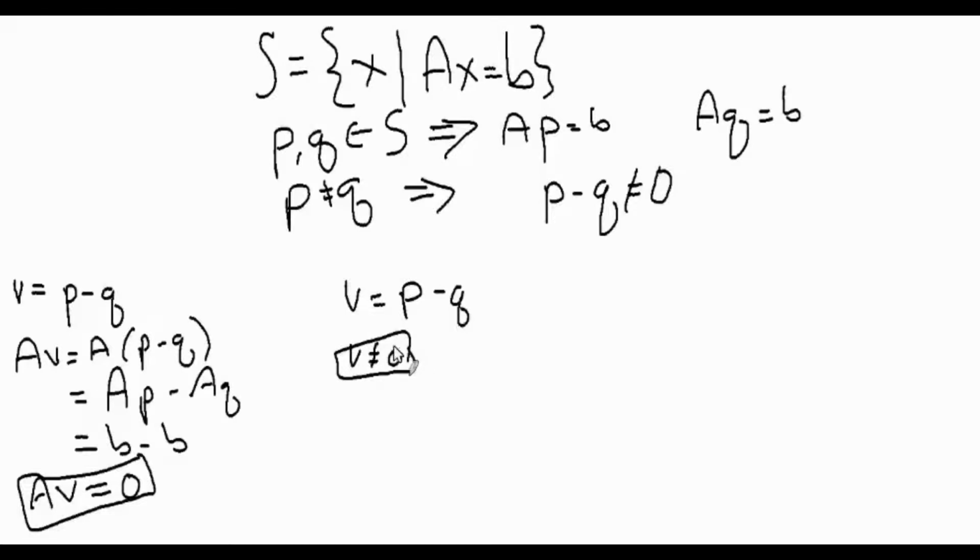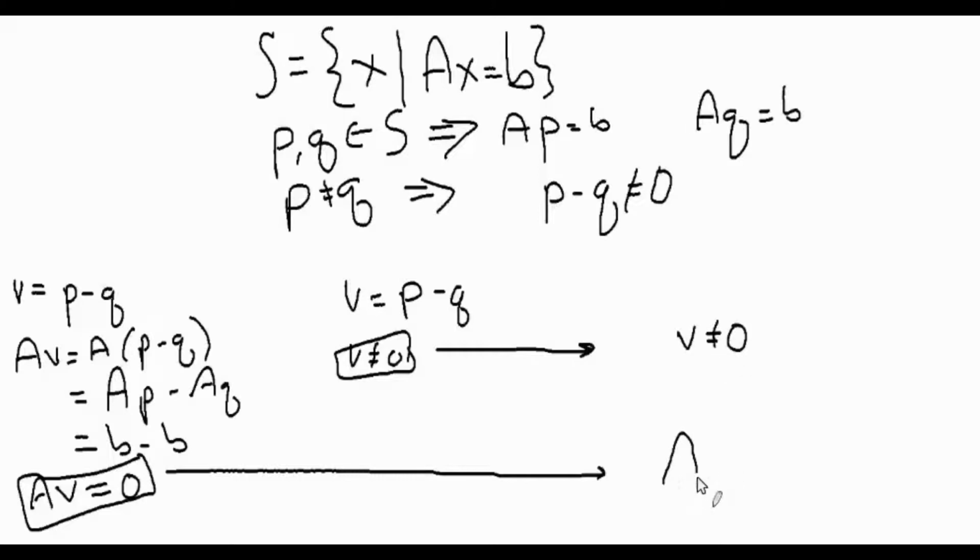And these boxes are a little bit off, but you know what I'm trying to get at here. I'll just draw them over here. And we will write down v is not equal to 0, and Av equals 0.